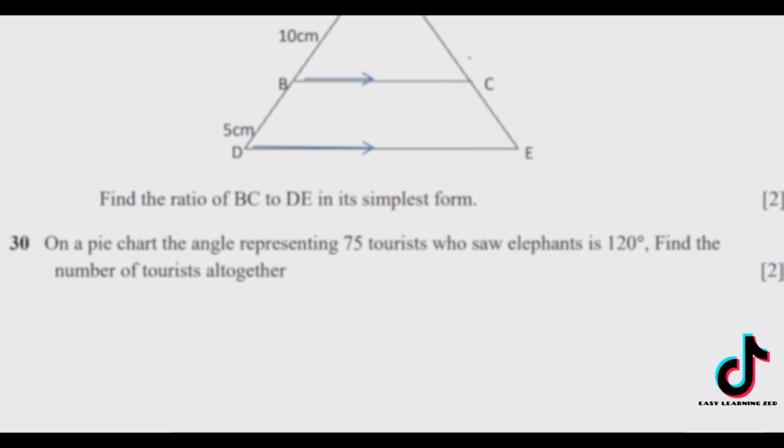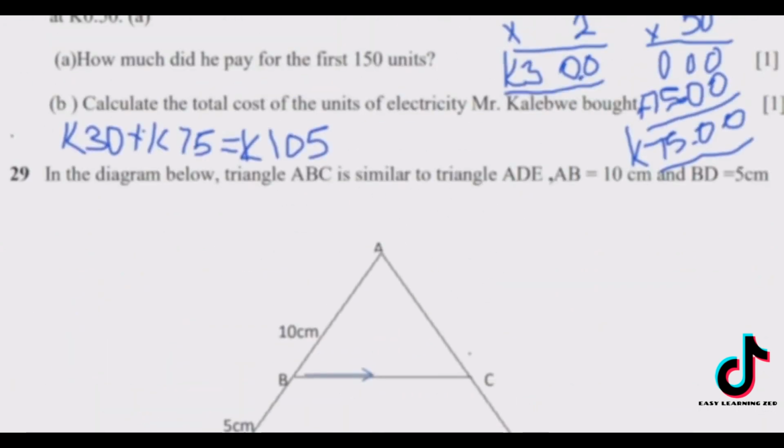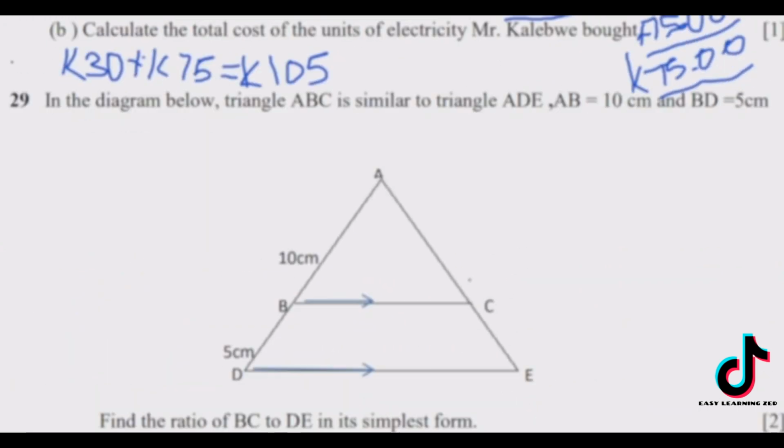Okay, so we go to the next question, which is question 29. Question 29 is as follows. In the diagram below, triangle ABC is similar to triangle ADE. AB is equal to 10 centimeter and BD is equal to 5 centimeter. Then the actual question is, find the ratio of BC to DE. This is the one we want to find the ratio.